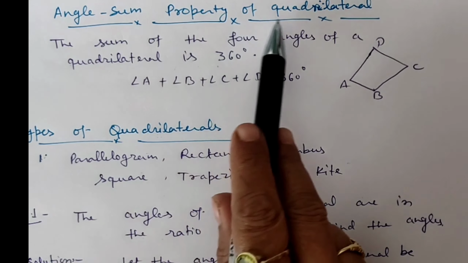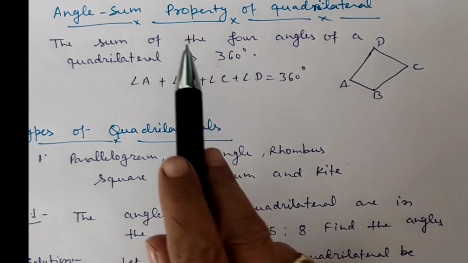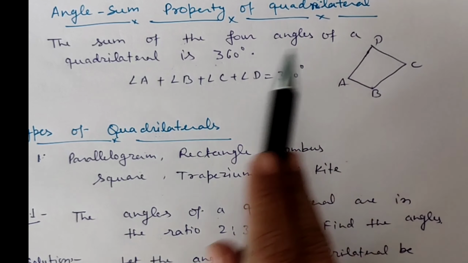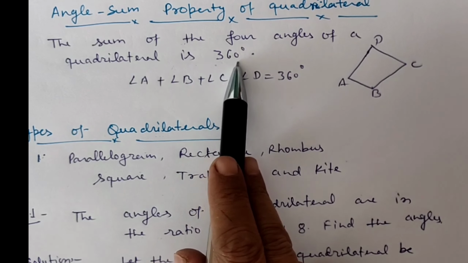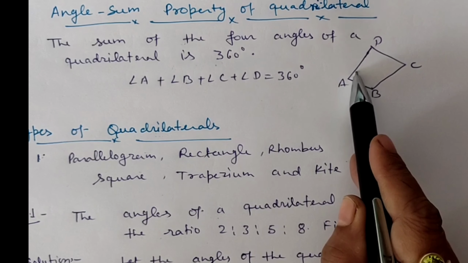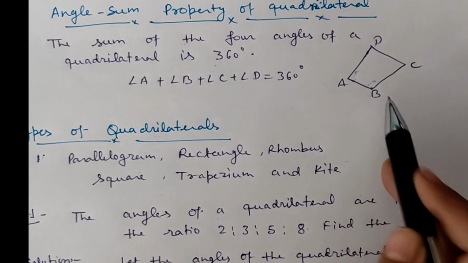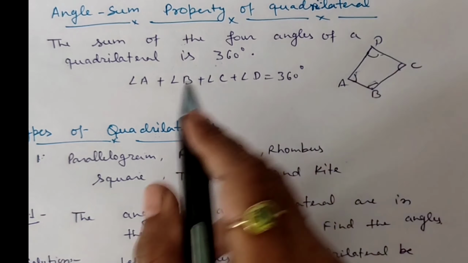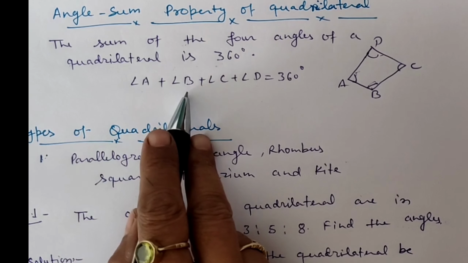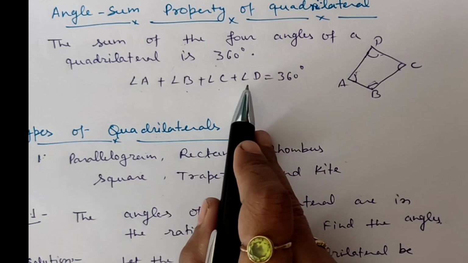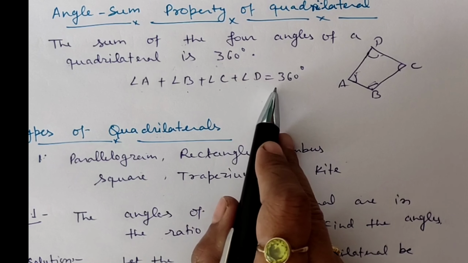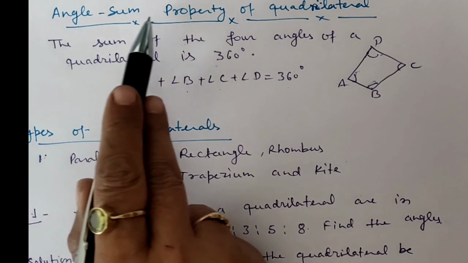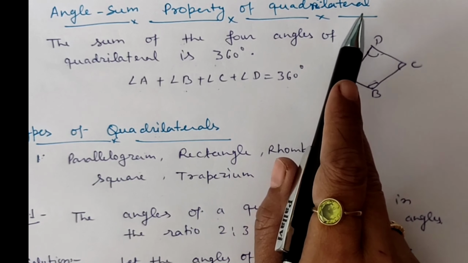Now, angle sum property of a quadrilateral. So, what is the angle sum property? The sum of the four angles of a quadrilateral is 360 degrees. It means if you add all four angles of this quadrilateral ABCD, that is angle A plus angle B plus angle C plus angle D, then the sum of all four angles will be 360 degrees. This is known as the angle sum property of a quadrilateral.